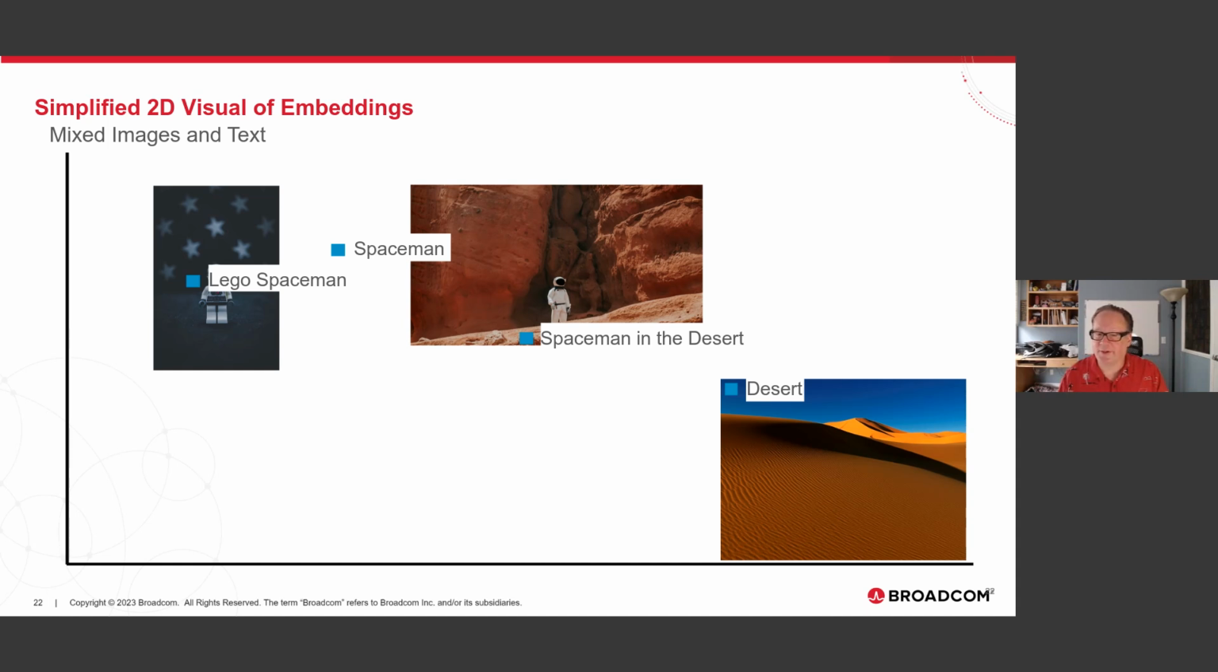Then, similarly, I have the spaceman in the desert. It's close to that spaceman in the desert, kind of close to the desert. So I might see those two images in that query, and I'll show you that in the demo in a moment. Likewise, we have the desert there, and it's pretty close to it.